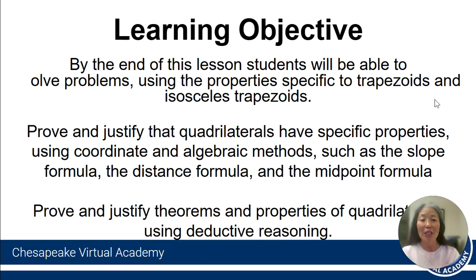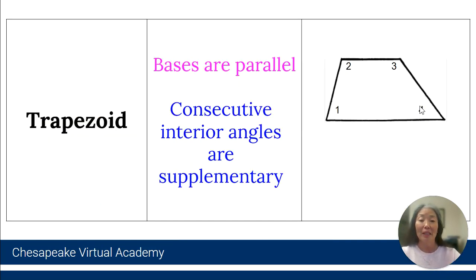All right, by the end of the lesson, you'll be able to solve problems using properties specific to trapezoids and isosceles trapezoids. We're going to prove and justify that quadrilaterals have specific properties using the coordinate and algebraic methods: slope, distance, and midpoint. And we're going to prove and justify theorems and properties of quadrilaterals using deductive reasoning. All right, let's get started.